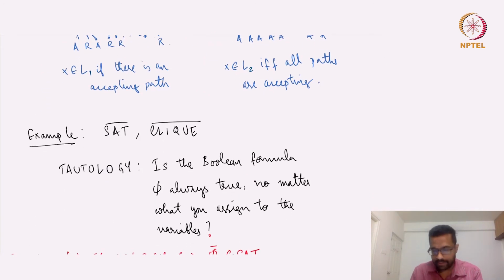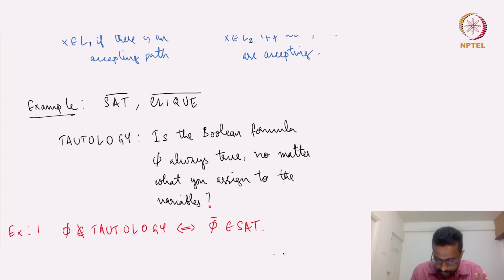Some examples are SAT complement. SAT is in NP. The complement language of SAT is SAT complement, the set of all Boolean formulas that are not satisfiable. Another is the set of all pairs G comma K such that G does not have a K clique. That's the complement of clique. These are examples of co-NP languages.